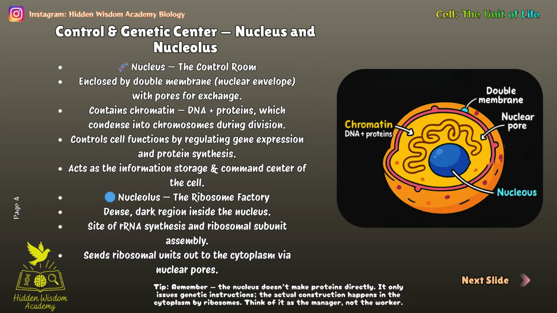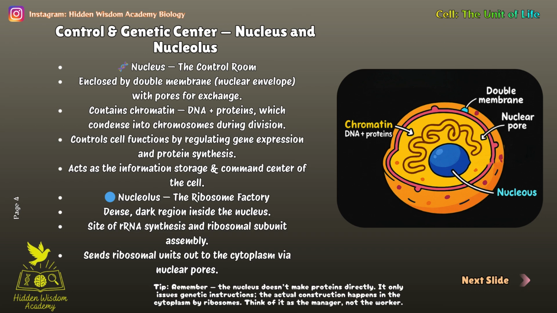At the center of every eukaryotic cell is the nucleus, the control room of the cell. It is covered by a double membrane with tiny pores that allow selective exchange. Inside is chromatin, made of DNA and proteins, which stores all genetic information. The nucleus controls cell activities by deciding which genes work and when.